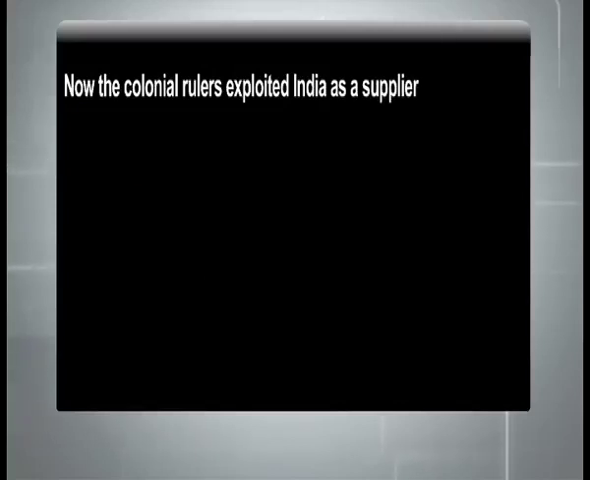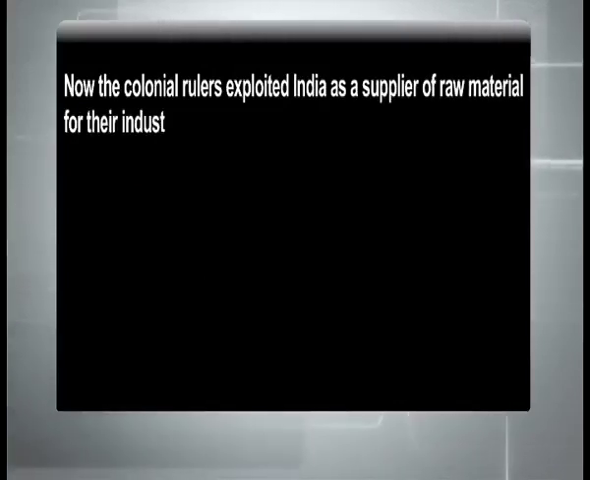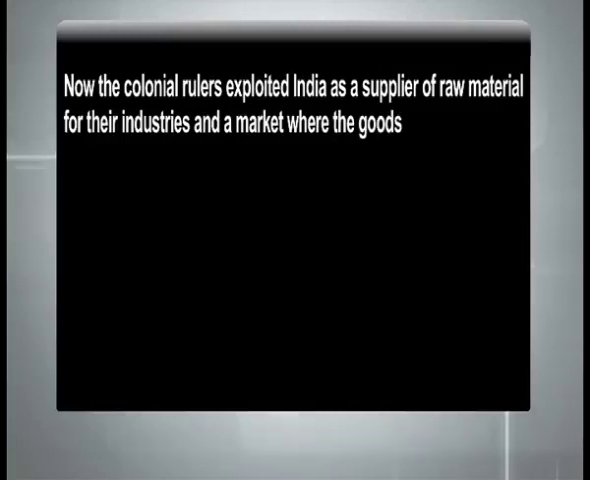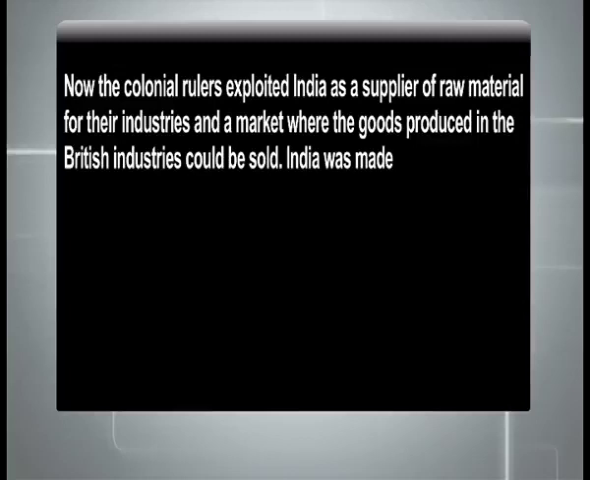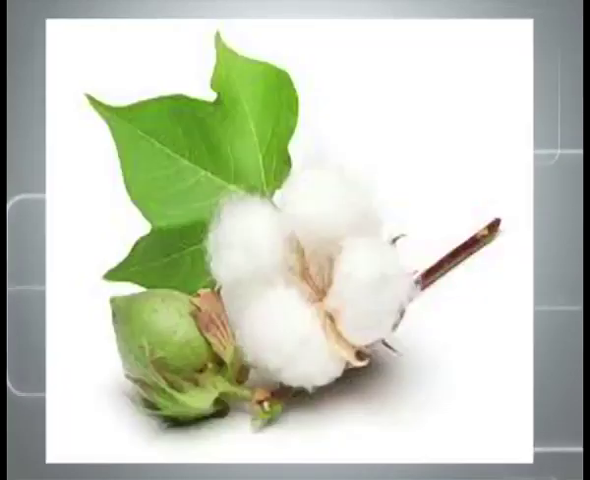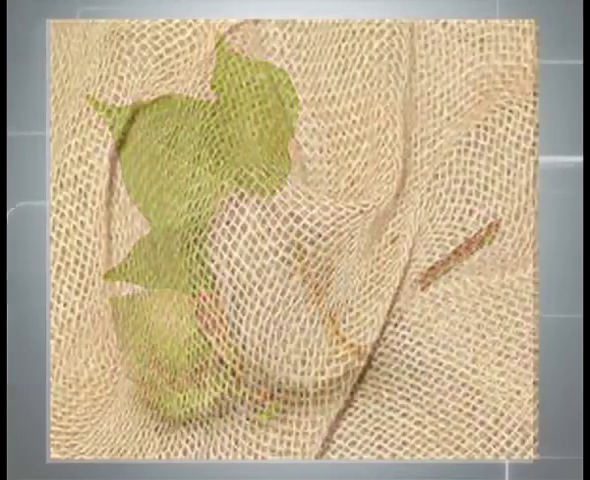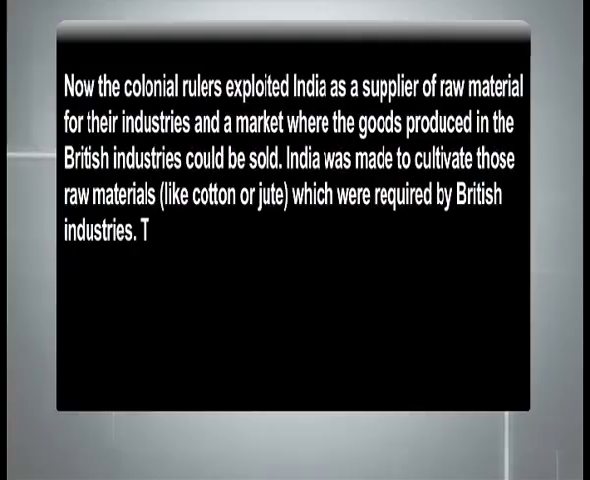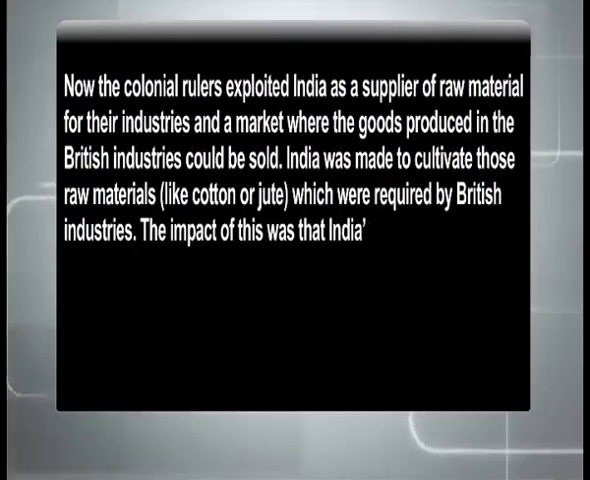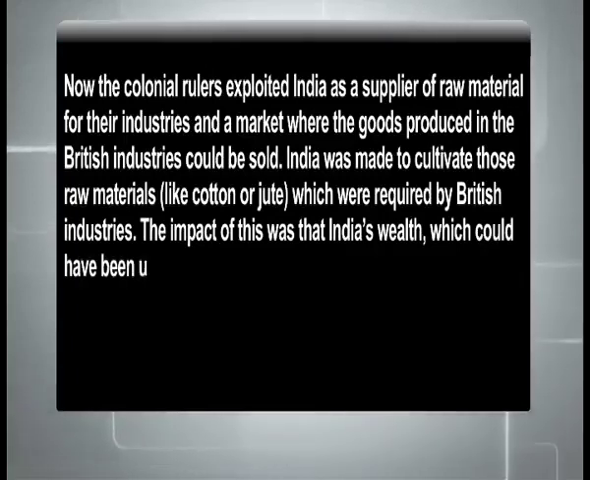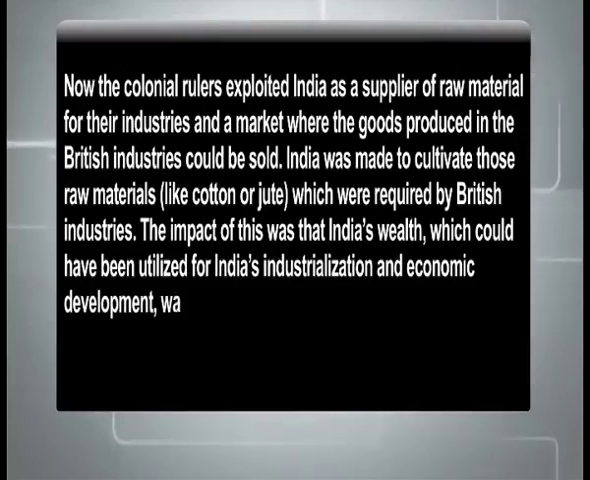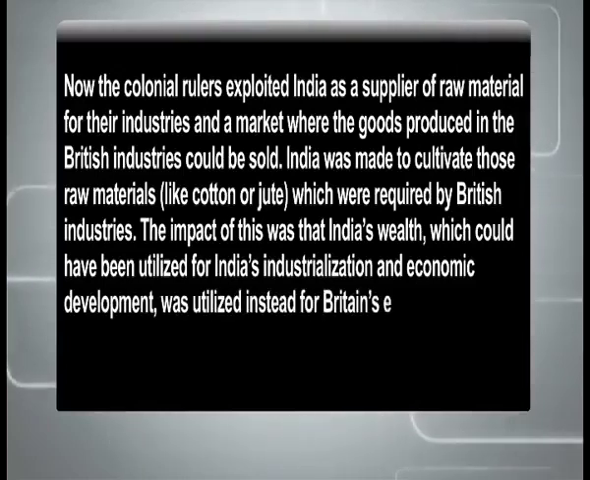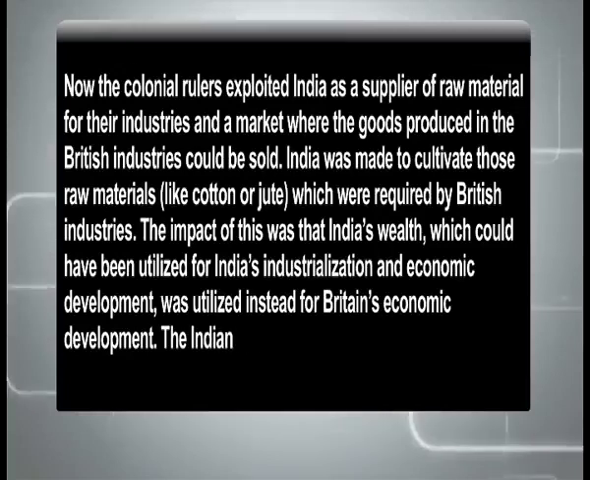Now, the colonial rulers exploited India as a supplier of raw material for their industries and a market where the goods produced in the British industries could be sold. India was made to cultivate those raw materials like cotton or jute, which were required by British industries. The impact of this was that India's wealth, which could have been utilized for India's industrialization and economic development, was utilized instead for Britain's economic development.